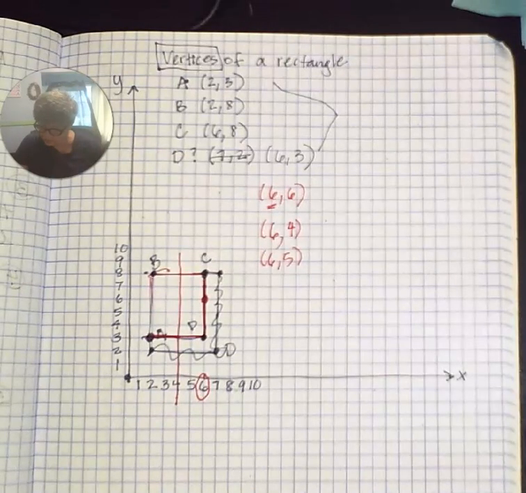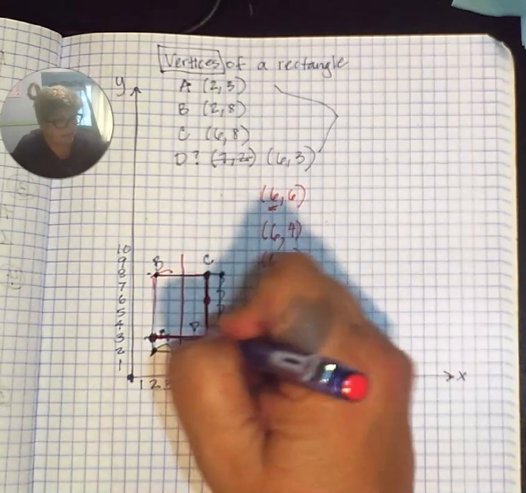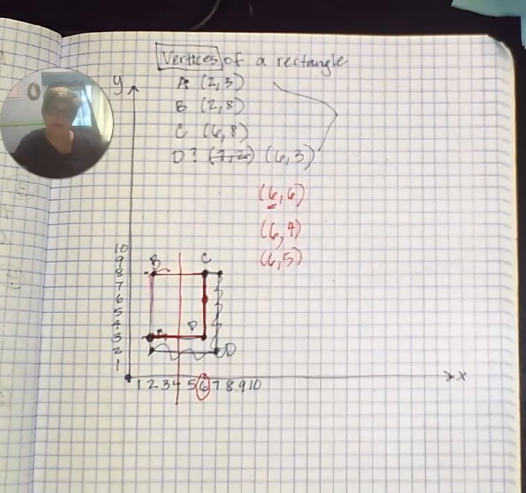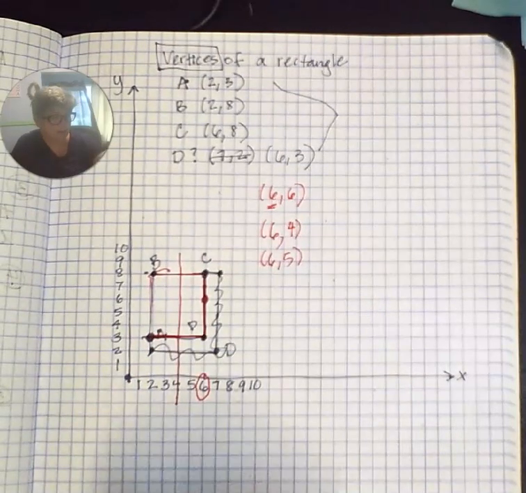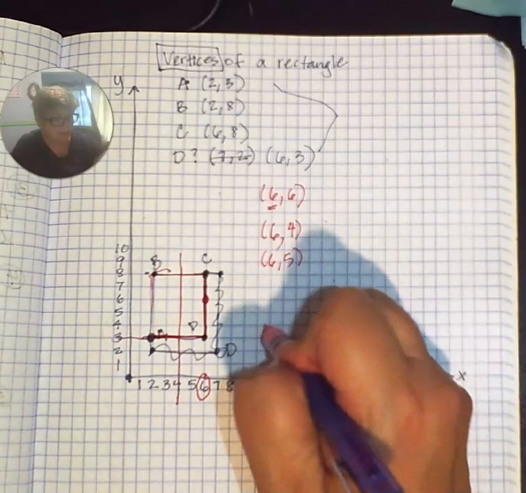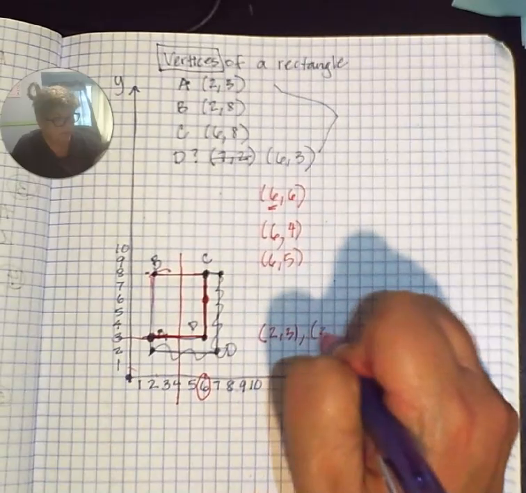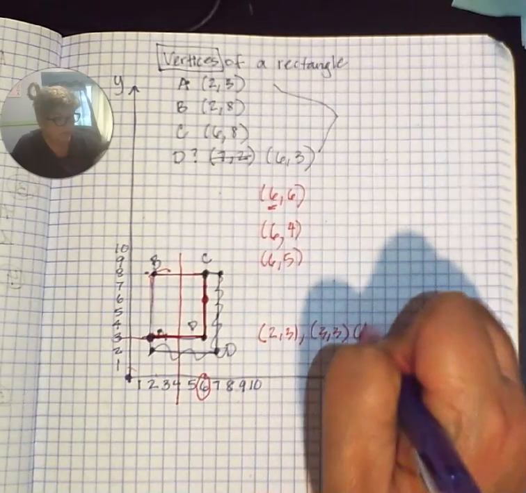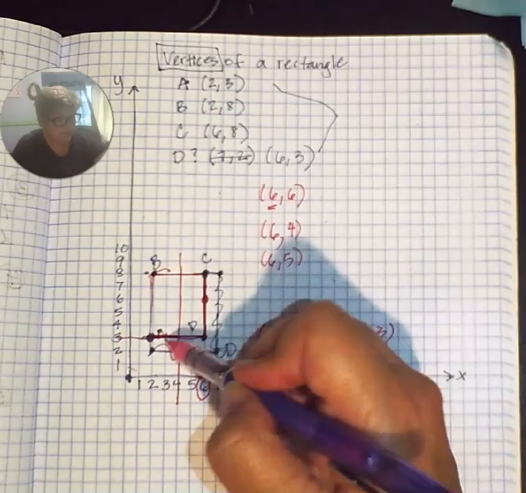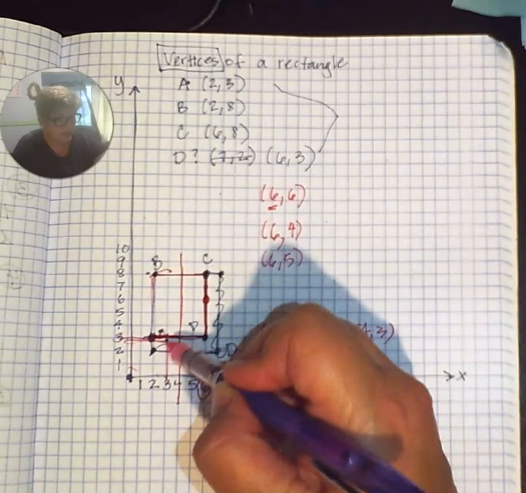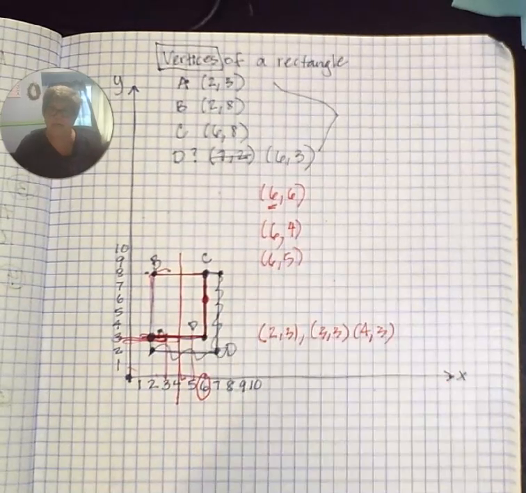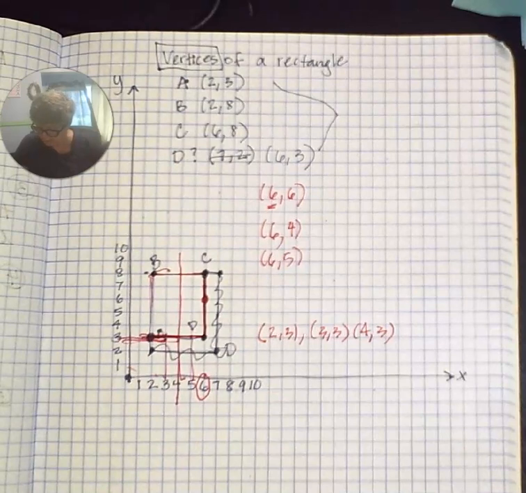All right. What does every point on line segment AD have in common? AD, this line, each of those will have in common a 3 in the Y. So they're going to be (2, 3), (3, 3), (4, 3), right? (3, 3), (4, 3), (5, 3). They're all going to have a Y of 3. Okay, so we're going to be talking some more about that today.